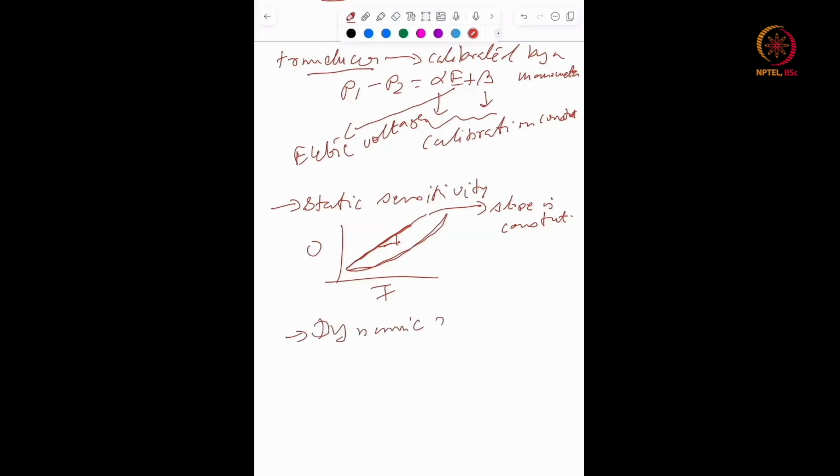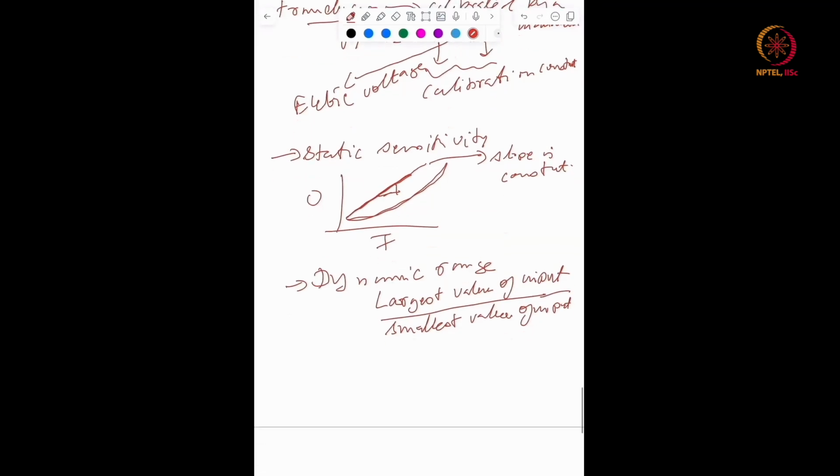In the dynamic range, I'll write it down. The dynamic range is basically the ratio of the largest to the smallest values of the input: largest value of the input divided by the smallest value of the input. This is what the system can measure.